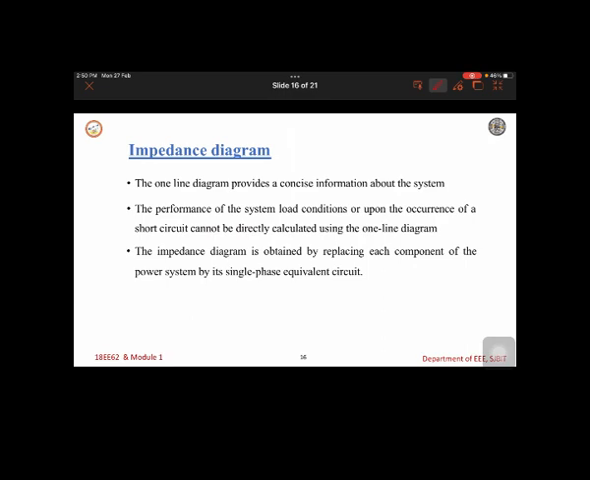The transmission lines are replaced by an equivalent pi model. For example, if you consider the transmission line between P and Q, in the pi model it can be represented like this. I have studied this. So this is how we can represent the equivalent circuit of a transmission line. These are the shunt capacitances and this is the series impedance.